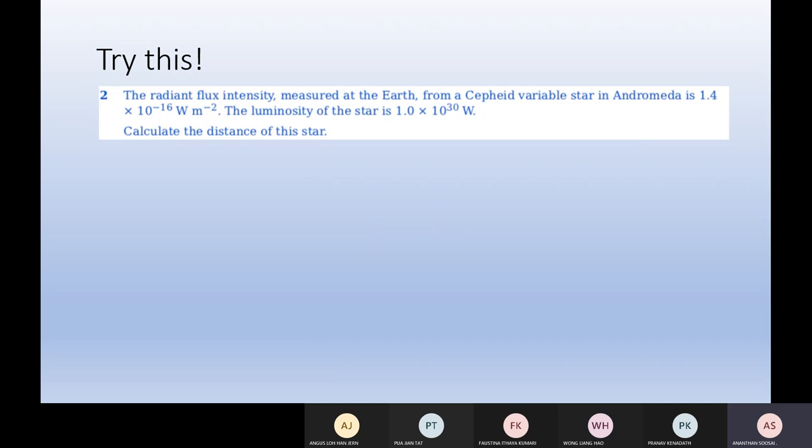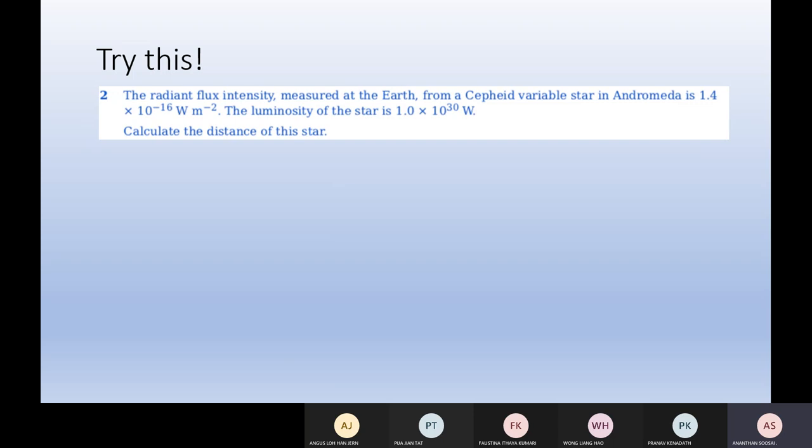Okay, another one. Figure out what you are going to do. The radiant flux intensity measured at the Earth from a Cepheid variable star in the Andromeda galaxy is 1.4 times 10 to the power negative 16 watts per meter squared. This is the flux received from that Cepheid star. The luminosity of the star is thought to be 1 times 10 to the power of 30, obtained from the period of its pulsating brightness. Normally the luminosity will be given. Calculate the distance of this star. How far away is the star from Earth?